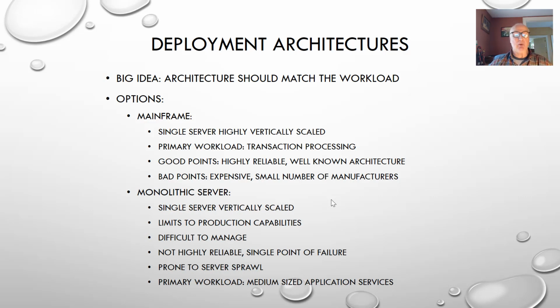The other thing is that they're prone to server sprawl. What that means is that when you want to deploy another application, you need another server. And maybe that application hits and sticks around, maybe it doesn't. But when do you pull that hardware resource out? Sometimes these hardware resources will stick around and the application won't be used at all, but nobody gets around to pulling the resources back. So the primary workload, medium-sized application services, is a good workload for this.